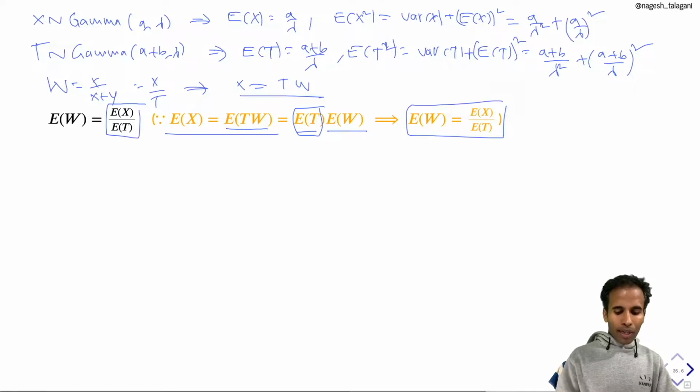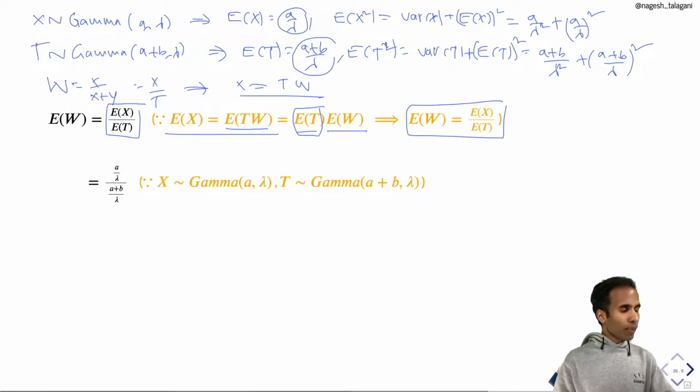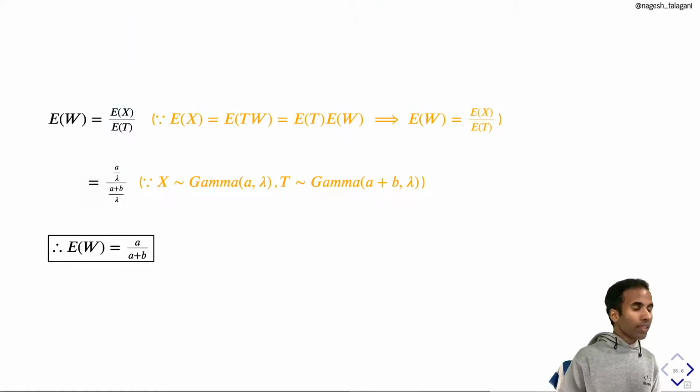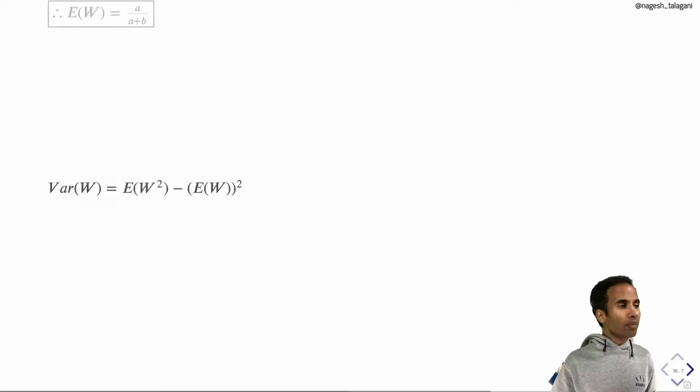But we already have the expectation of X equal to A by lambda and the expectation of T equal to A plus B by lambda. So the expectation of W is going to be A by lambda by A plus B by lambda, lambda lambda cancel. So the expectation of W is going to be A by A plus B. Okay, so the expectation of a beta random variable with the parameters A and B is A by A plus B. Fine. Okay. Next, let us find out the variance of W.